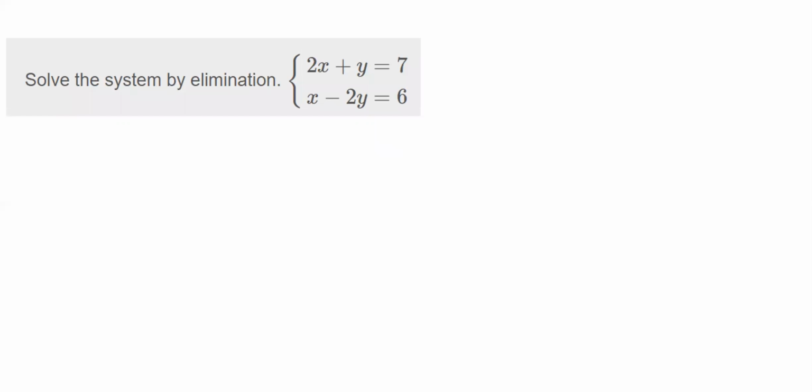Solve the system by elimination. 2x plus y equals 7 and x minus 2y equals 6. Look at your two equations. If you just added them, does that eliminate a variable? Well, let's see. If I added these two, I get 3x. If I added these two, I actually get a negative y. So neither of the variables cancel off.